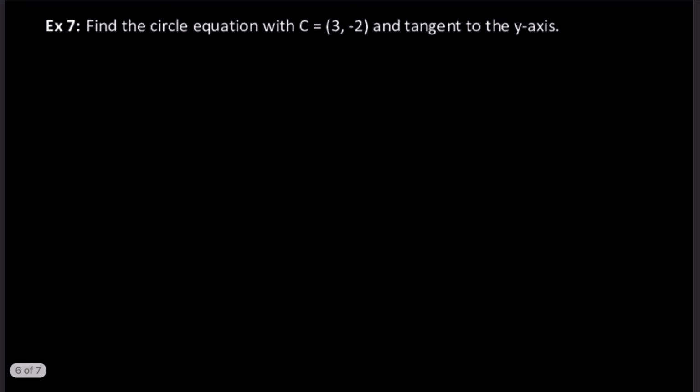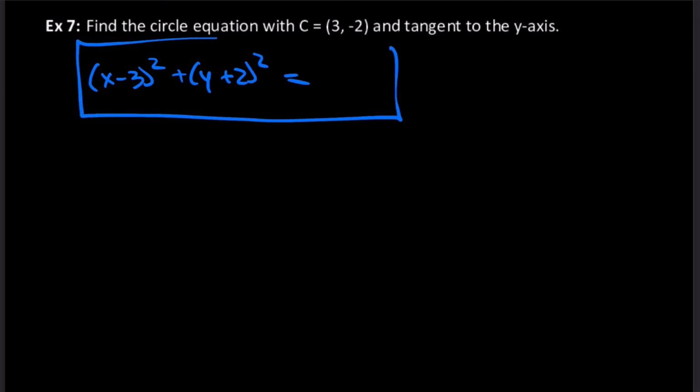All right, let's try another one. Find the circle equation with the center of 3, negative 2 and tangent to the y-axis. So before I even get to the sketch on this one, if I know my center is 3, negative 2, I'm going to start the equation. X minus 3 squared plus y plus 2 squared is going to equal r squared. Now let's make a sketch. 3, negative 2. There's my center.